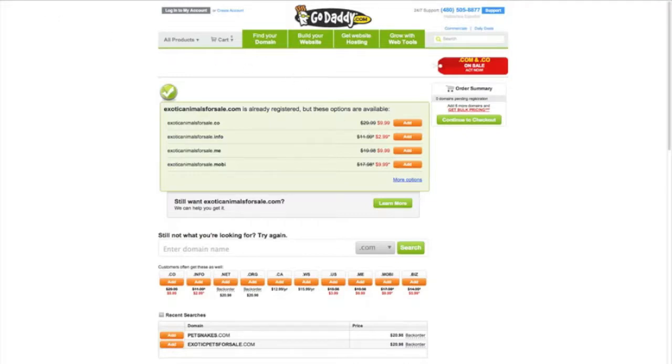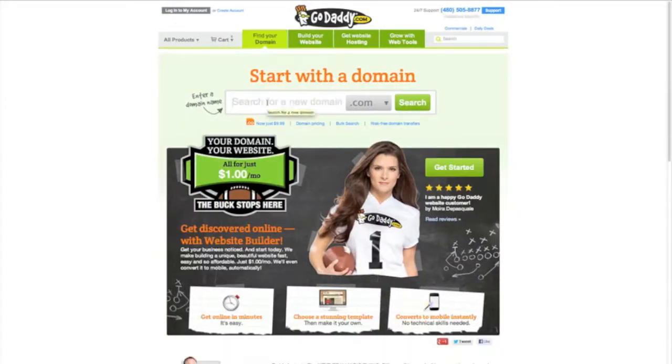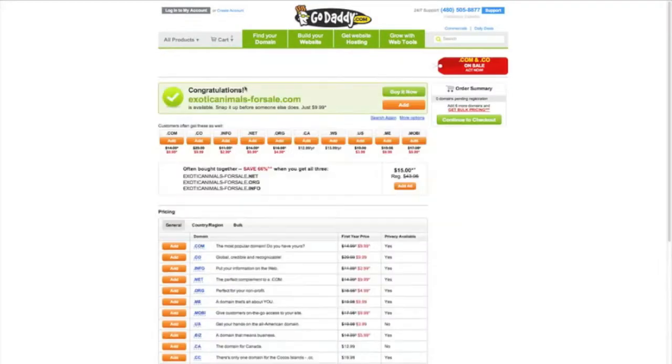All right, exotic animals for sale is not there, and I didn't really think it would be. What you could do, if you want to keep that, is something like exotic animals dash for sale. You still have exotic animals and for sale in there, and that is available. So I could actually buy that. It would be exotic animals dash for sale.